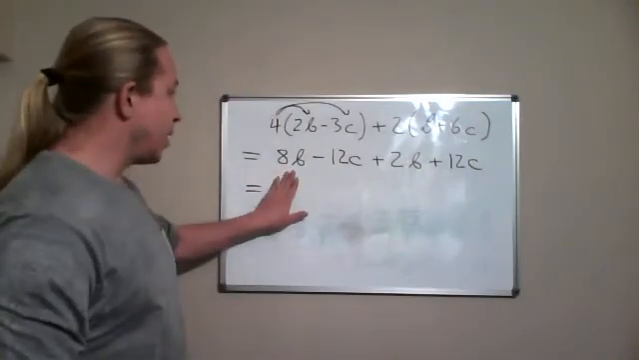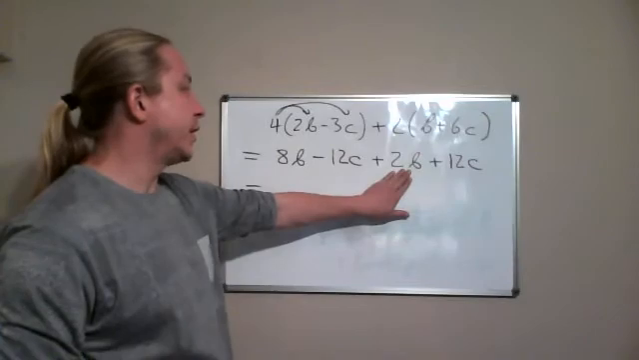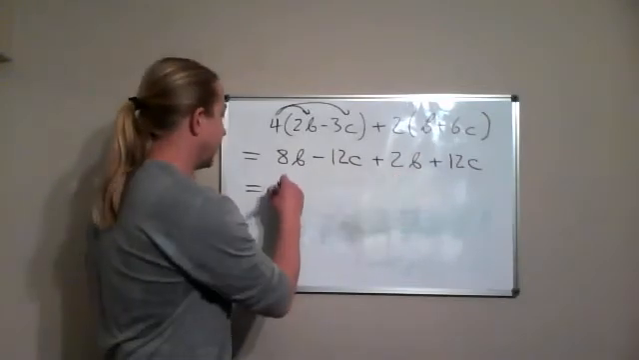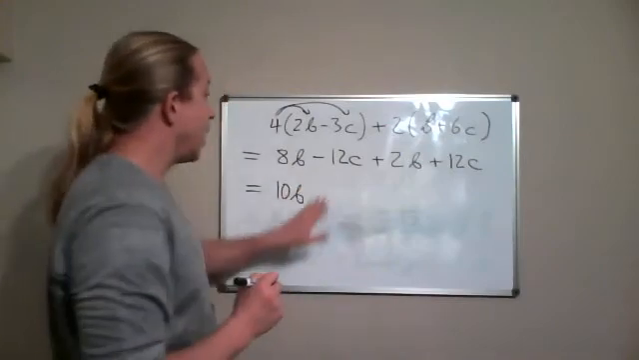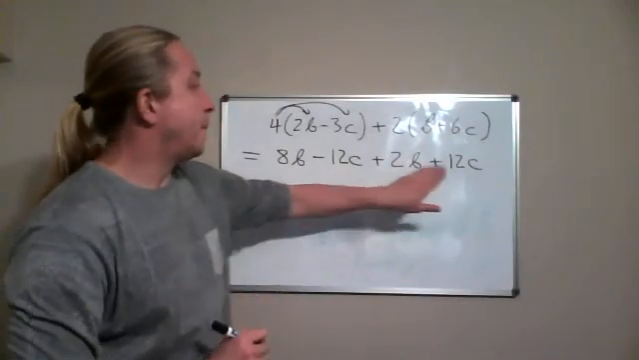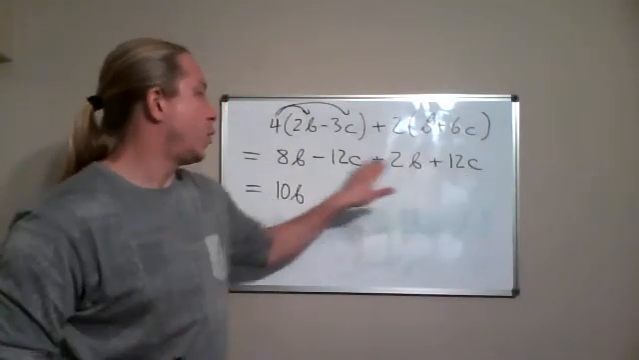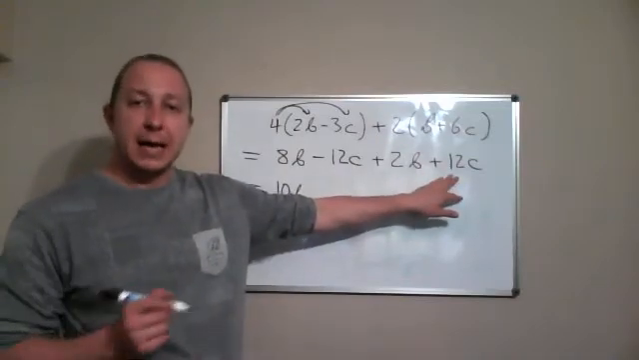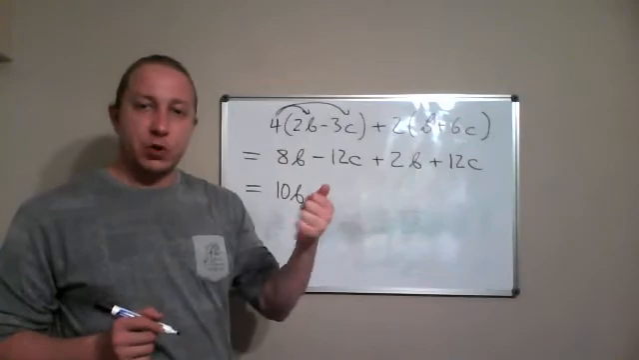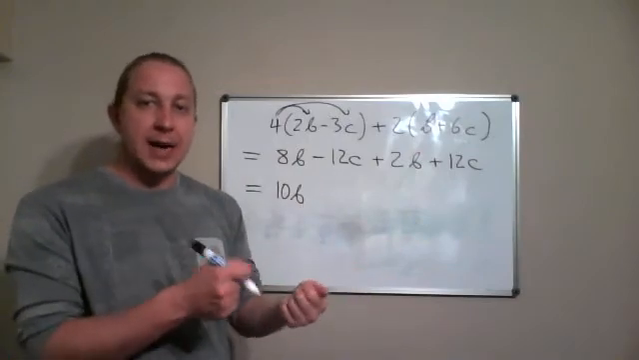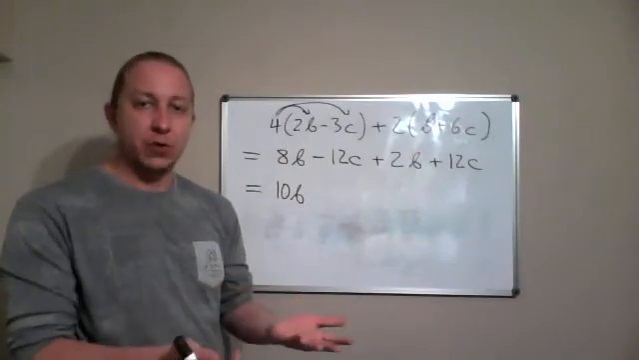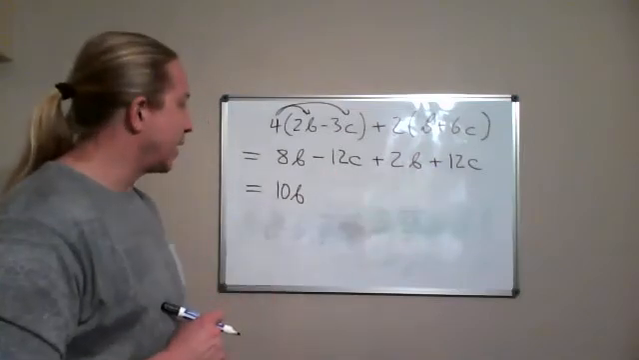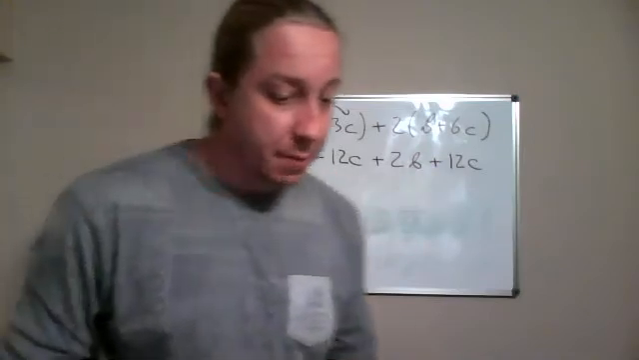Right, now we have common terms. So we have 8b over here and we have 2b over there. So 8b plus 2b is 10b. Okay, negative 12c plus positive 12c. Well, remember, this is an additive inverse. The two numbers cancel each other out. So if I have 2 apples and I add negative 2 to it, I have no apples. Okay, so minus 12c plus 12c gives us nothing, and our answer is just 10b.